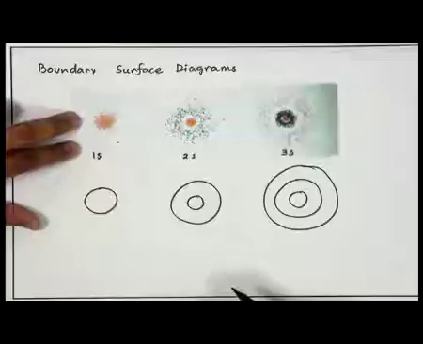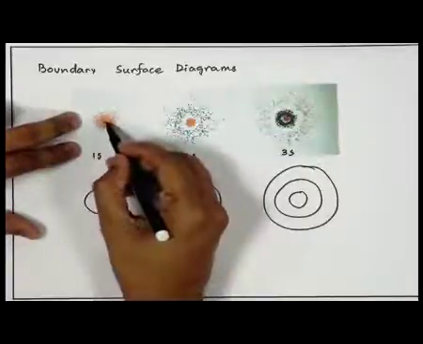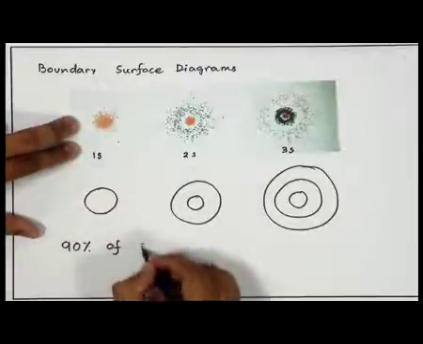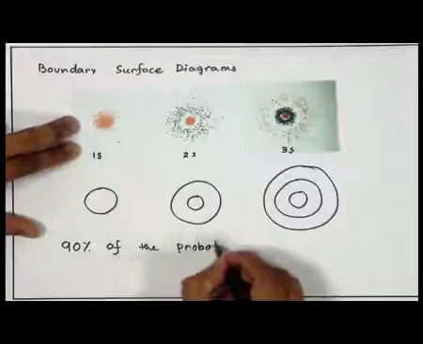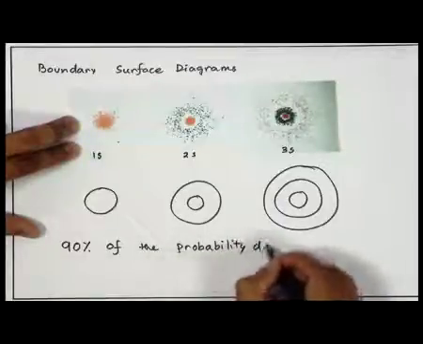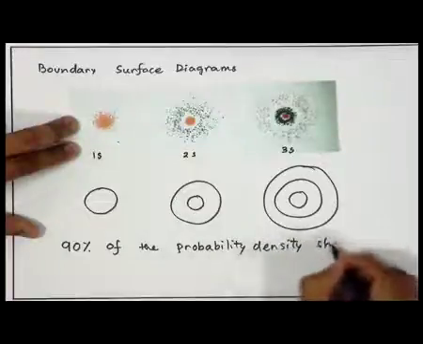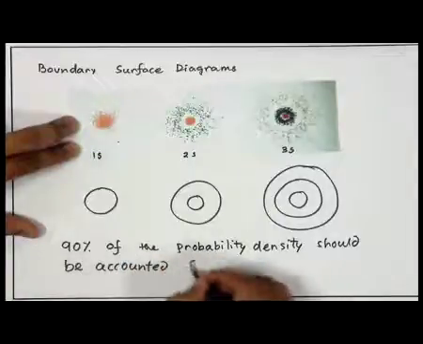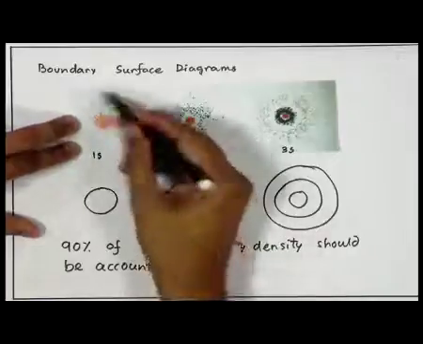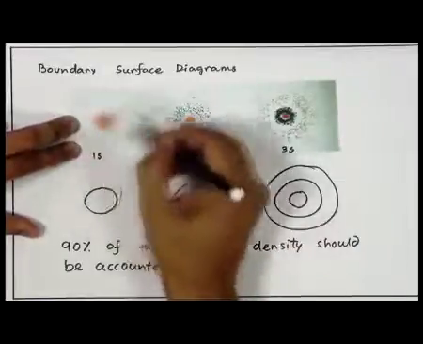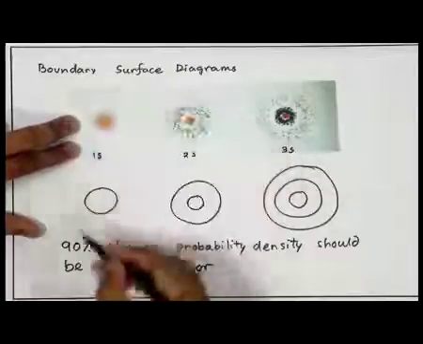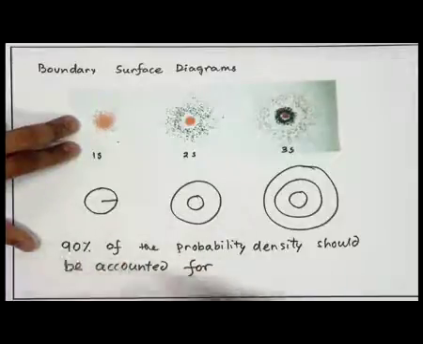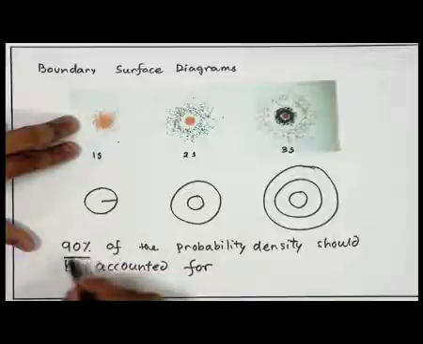The answer to that is that we try to make sure that at least 90% of the probability density is accounted for. So, it says that the radius of this 1s orbital can be up to that point, up to which the region accounts for about 90% of the probability density.